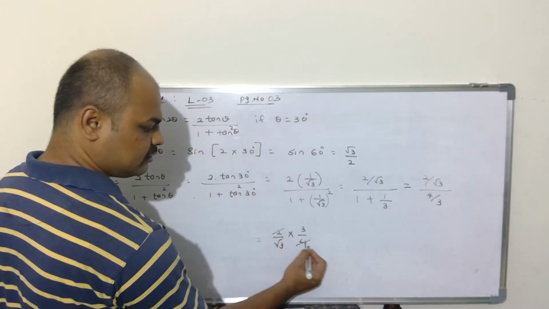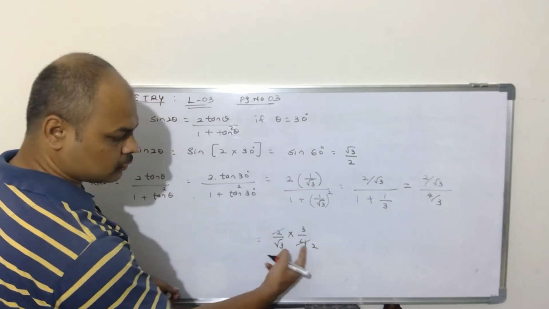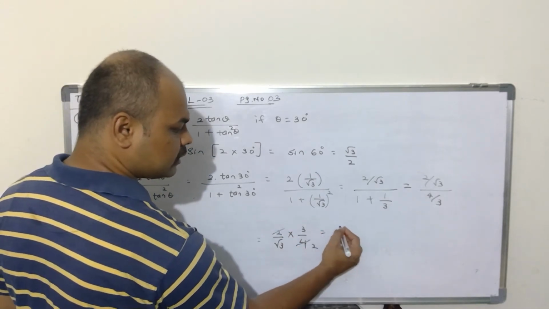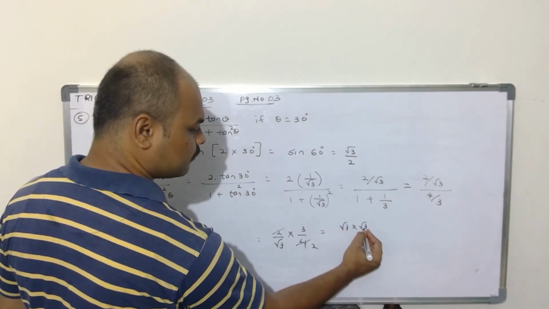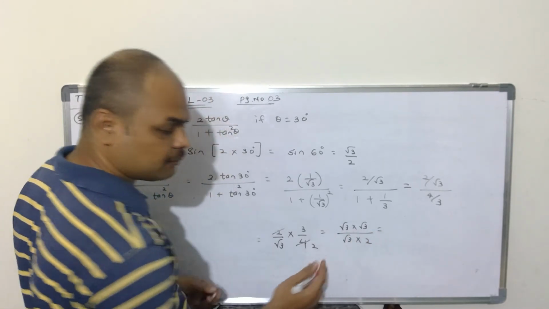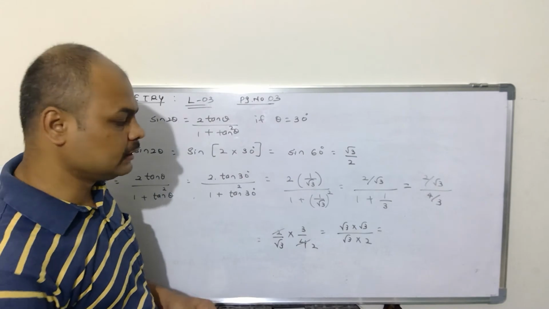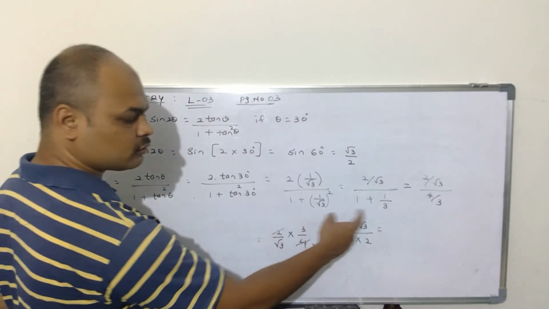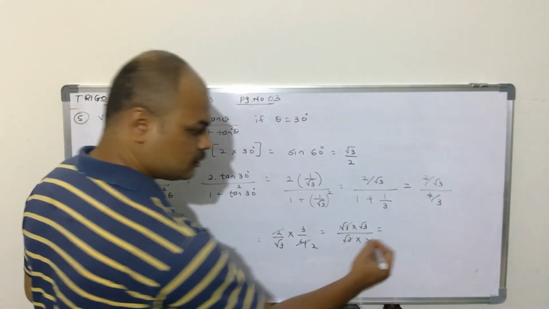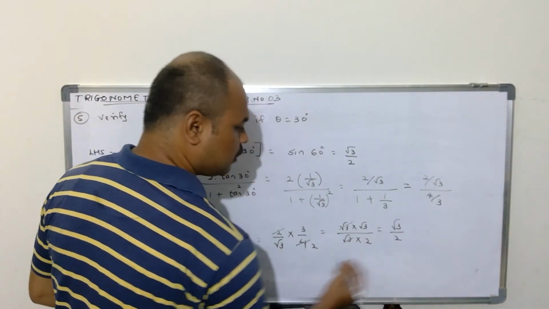So after cancellation, here we get 2. 3 and root 3 can be cancelled, or we say 3 can be written as root 3 multiply root 3, in the denominator root 3 into 2. For your convenience, because many students cannot understand, I have expressed this 3 as root 3 into root 3 and then done the cancellation. Got it? So that should be root 3 upon 2.